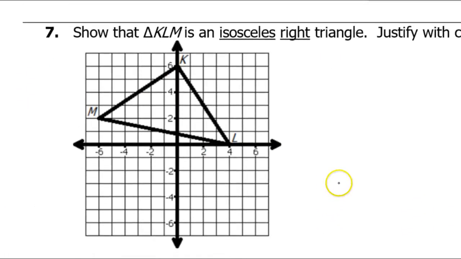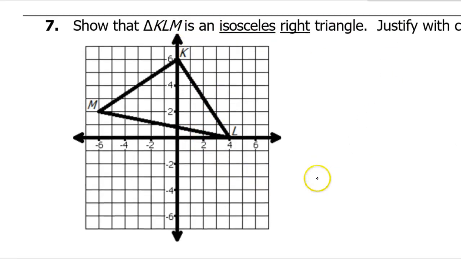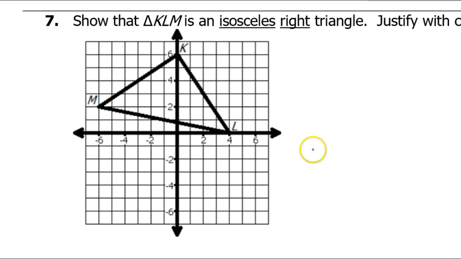All right, last one. Show that KLM is an isosceles right triangle. Okay, well, let's take it one piece at a time. Let's start by showing that this is isosceles. We'll show it's isosceles by finding all of the lengths.